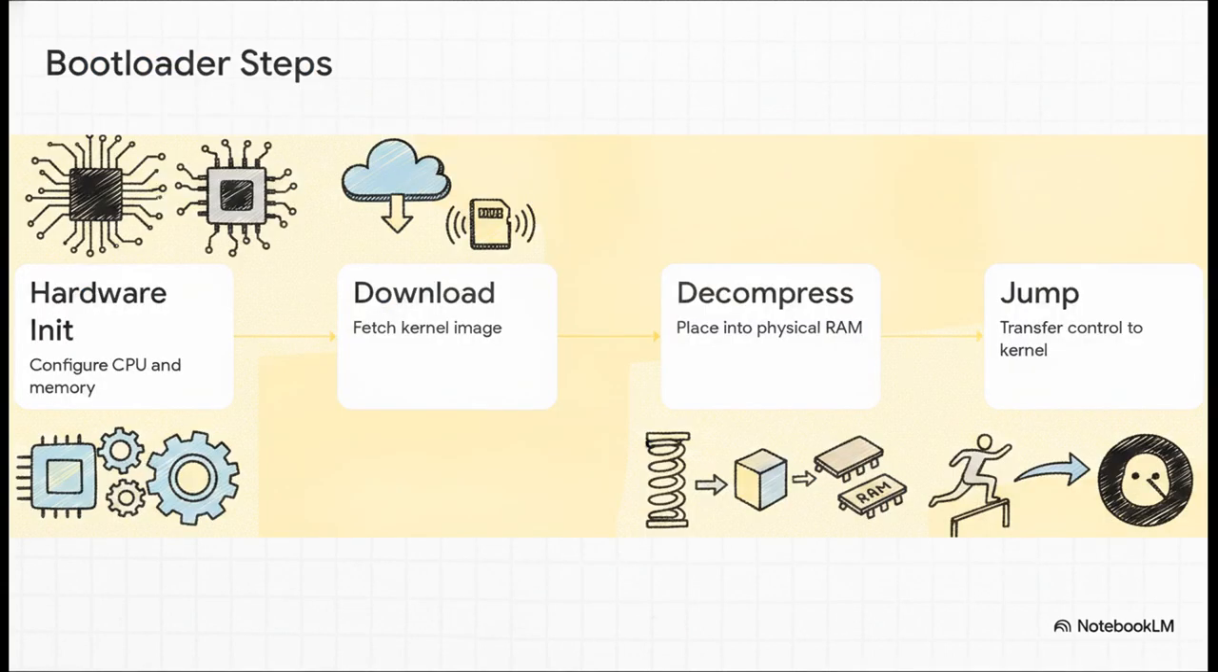Now, the bootloader has to clear 4 sequential hurdles before its job is done. First up, hardware initialization. Second, downloading the kernel image from flash, or maybe a network. Third, decompressing that image and placing it into a very specific physical memory address, one that's determined by the kernel's ELF header. And finally, number 4, making the literal jump to the kernel.